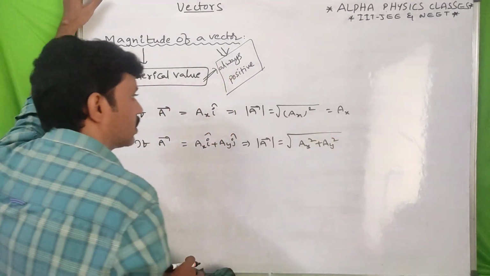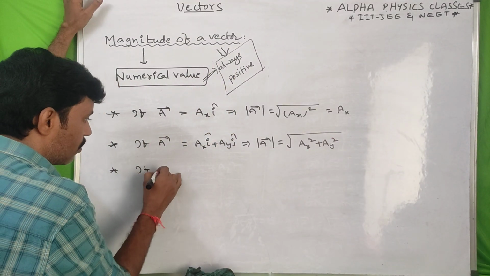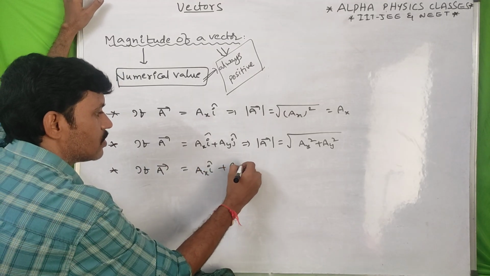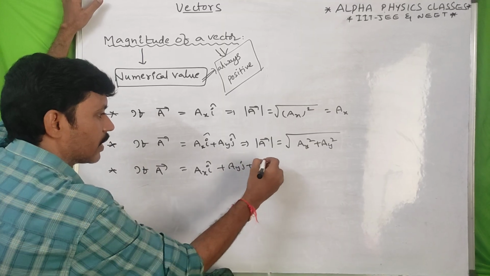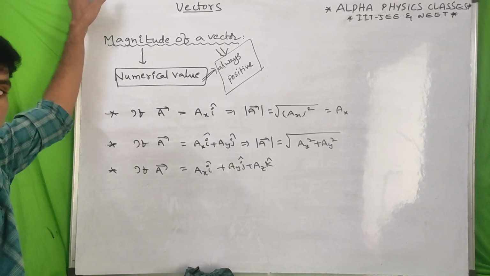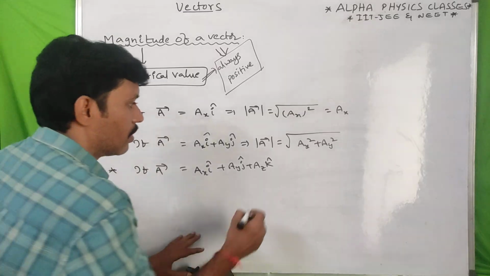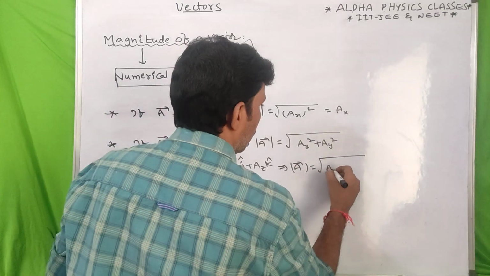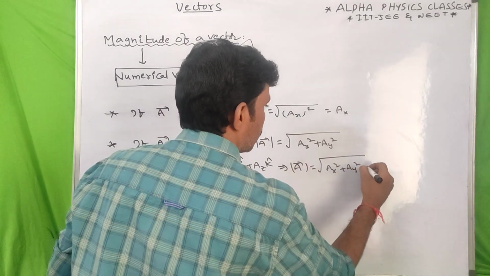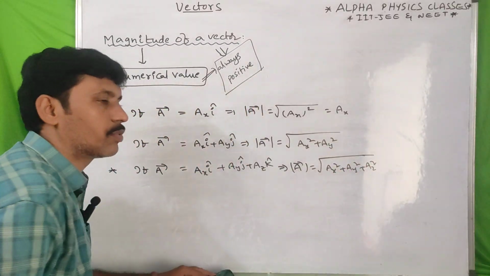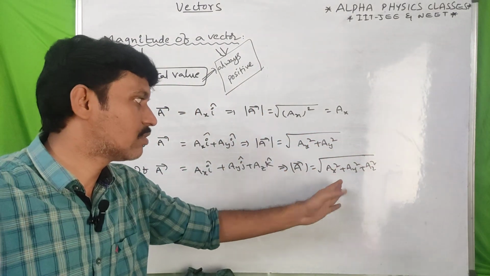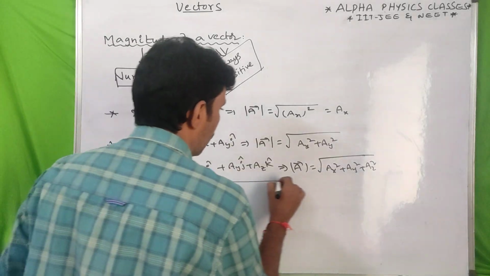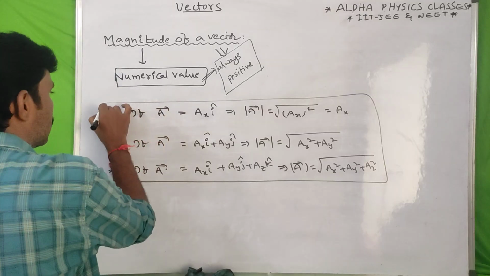Next, third one, if a bar vector is equal to ax i cap plus ay j cap plus az k cap, then what is the magnitude of the vector? This is equal to square root of ax square plus ay square plus az square. After simplification we get the positive value, because we are squaring inside the square root. Okay, done. These are the formulas to find out vector magnitude.